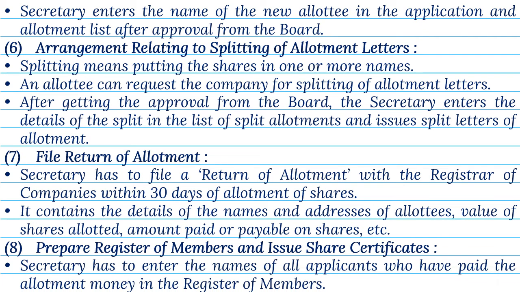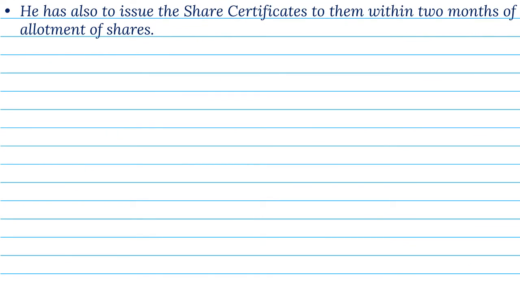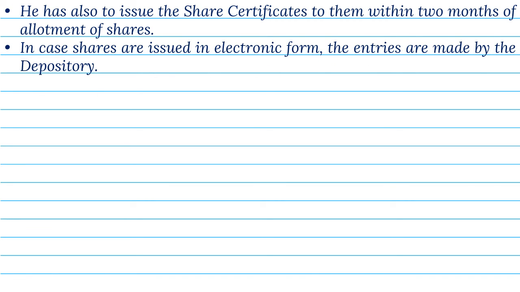8. Prepare register of members and issue share certificates. Secretary has to enter the names of all applicants who have paid the allotment money in the register of members. He has also to issue the share certificates to them within 2 months of allotment of shares. In case shares are issued in electronic form, the entries are made by the depository.